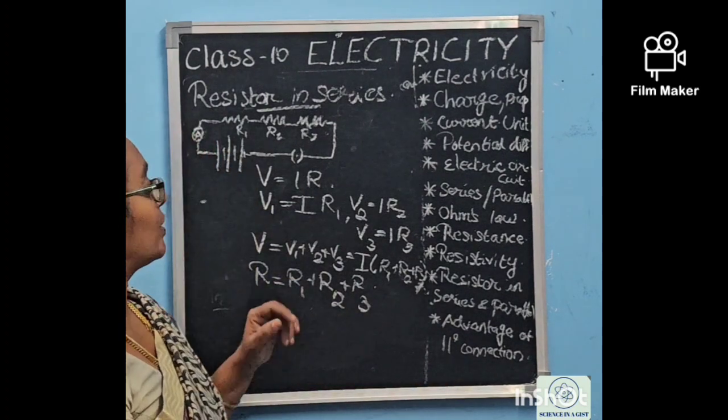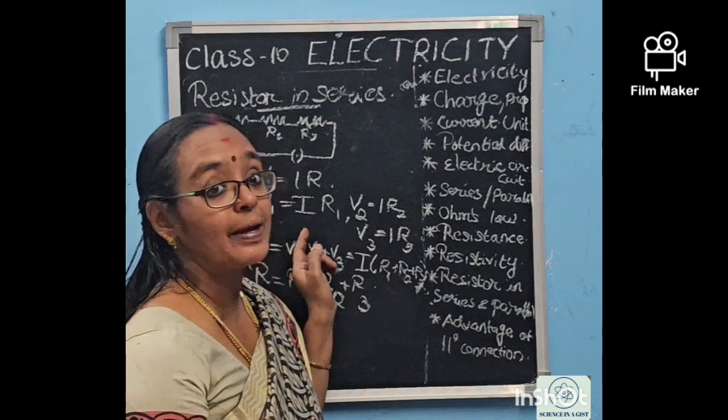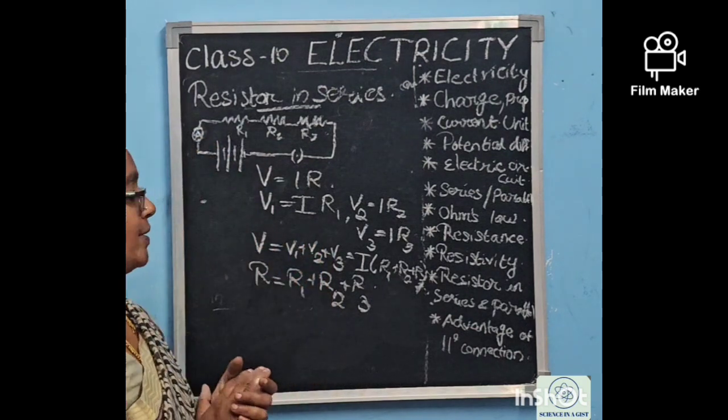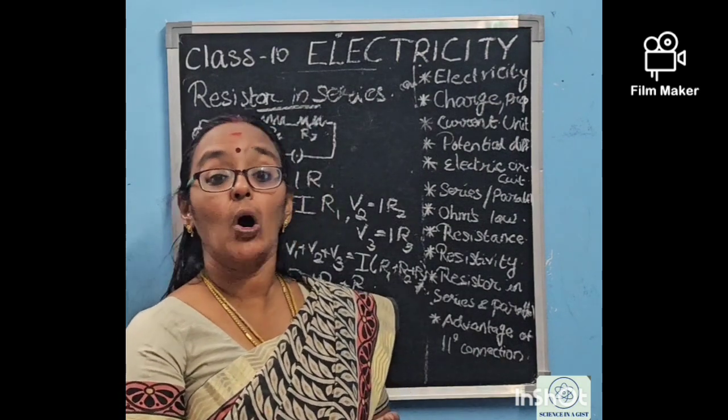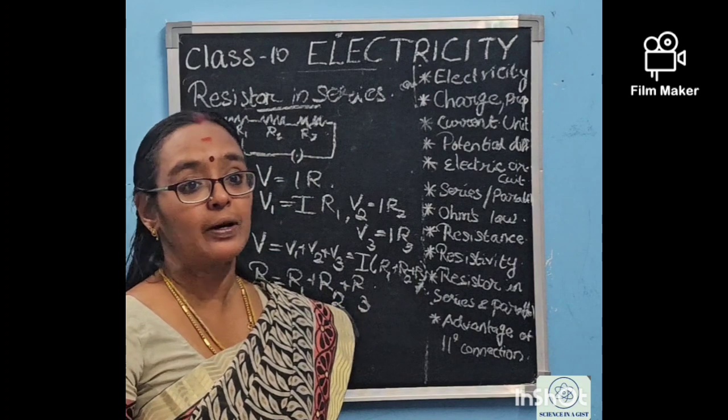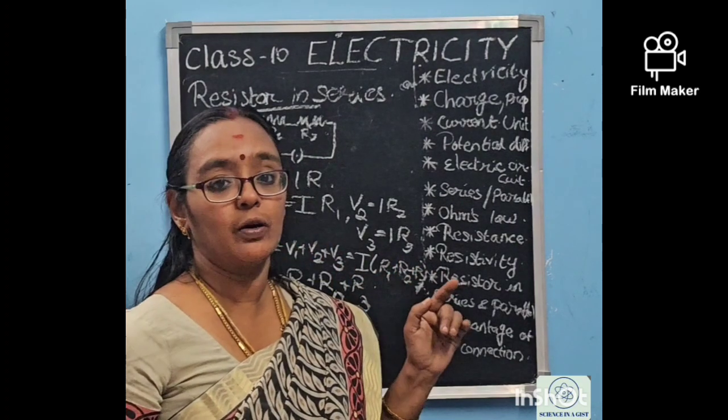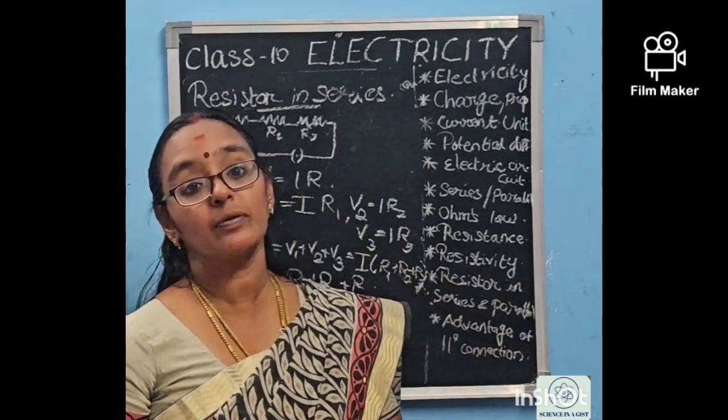What is the speciality of it? In the series connection, current remains constant, but the voltage will be fluctuating. It is not an appropriate way for connecting all the appliances in this manner, because if one resistance is broken down, the full circuit, the current will be stopped.